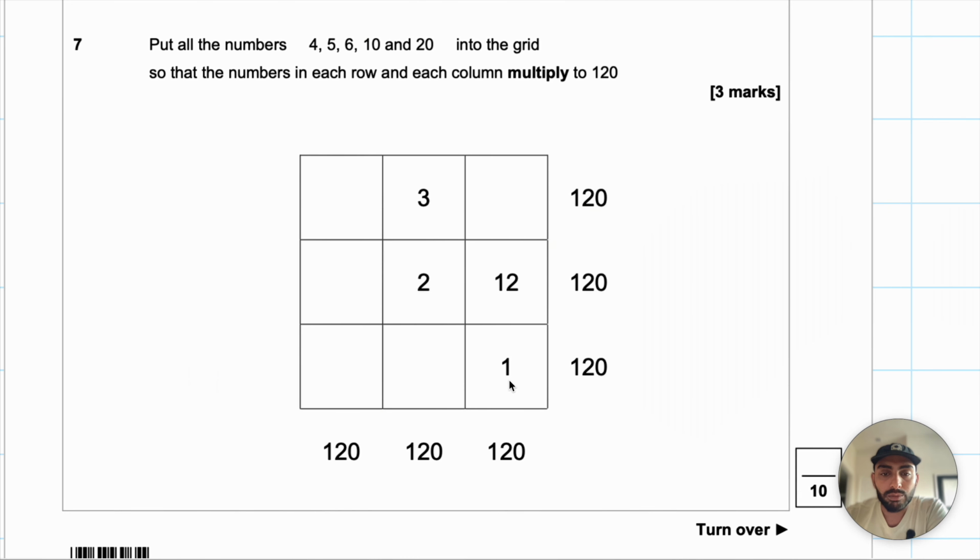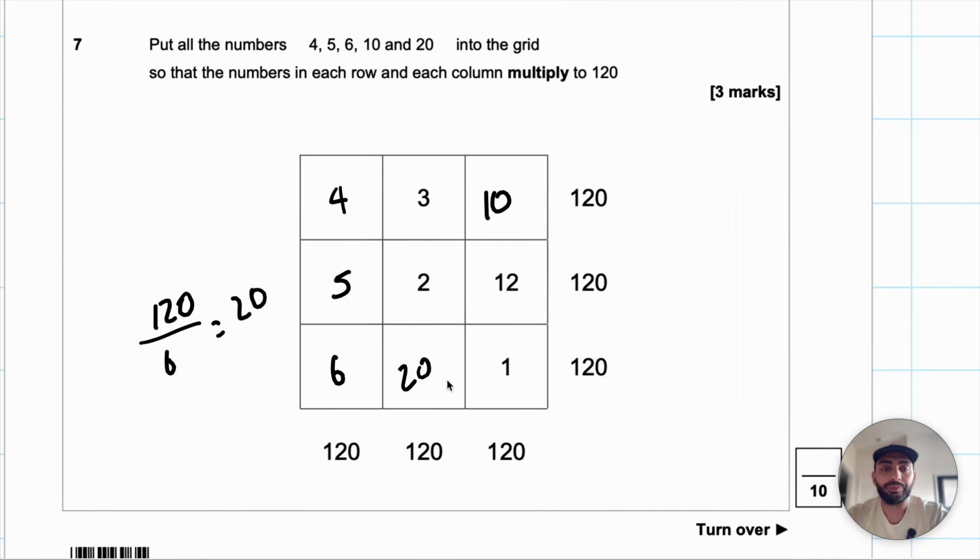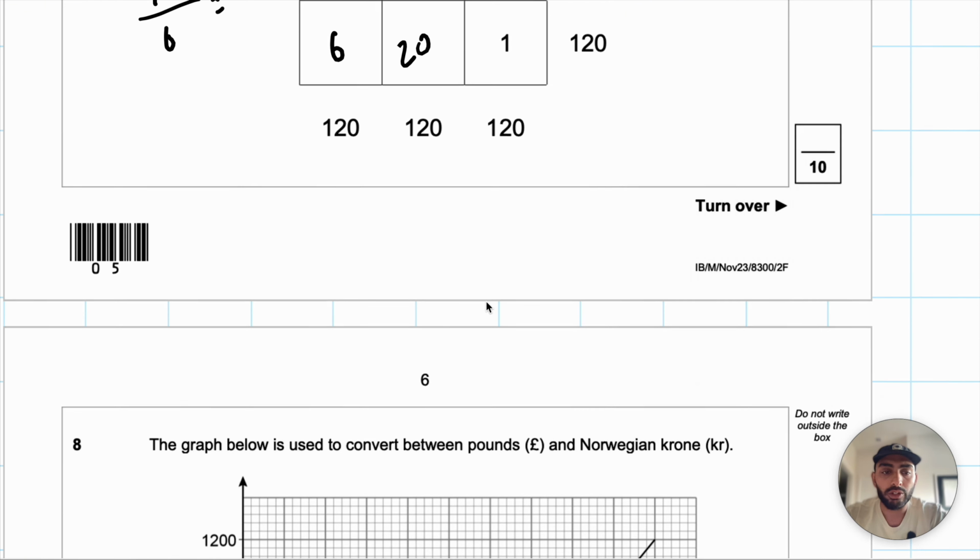I've got 12 times 1, which is 12, and 120 divided by 12 would be 10. Then I've got 3 times 10, which would be 30, and 30 would times by 4 to give me 120. I can do this one. 12 times 2 is 24. 120 divided by 24, that would be 5. 4 times 5 is 20. We need 20 times by 6 to get to 120. 6 times by 1 is 6, and 120 divided by 6 is 20. And you can just check each row and column just to make sure you've got it correct.